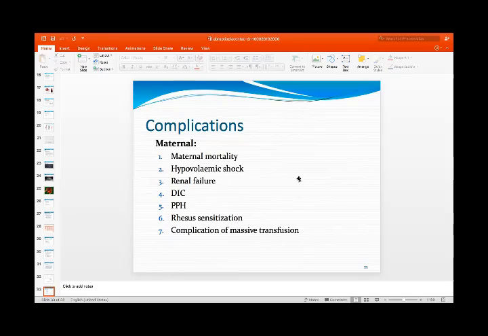RH sensitization. If the mother is RH negative, then she must receive anti-RH antibodies. Then complications of massive transfusion. As the patient is in shock and is pouring blood, she needs massive transfusions. Abruption patients sometimes need 8 or 10 transfusions because they have lost blood immensely. So these transfusions may cause transfusion reactions.